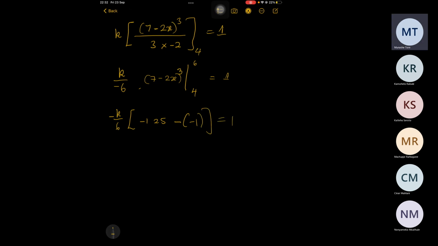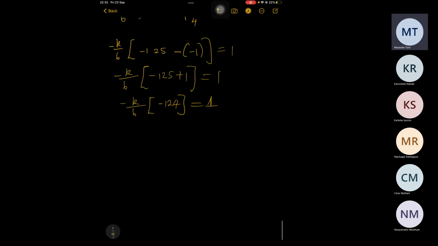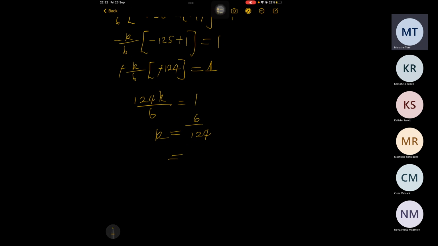It's going to be equal to 1. So it's -k over 6 into -125 plus 1. It's going to be equal to 1. So it's -k over 6 into negative that, -124. It's going to be equal to 1. So this negative and this one cancel out. So it's going to be 124k over 6, equal to 1. So k is going to be 6 over 124. This is the value of k, which is 6 divided by 124.